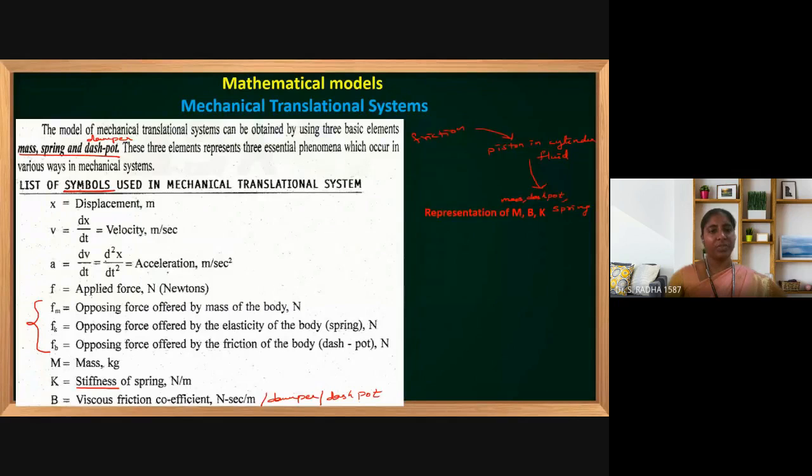And these are the units. Mass is represented by kg, spring stiffness by Newton per meter, and the friction given by the dashpot has units of Newton second per meter. Acceleration is meter per second square, velocity is meter per second, and displacement, linear displacement on a plane surface, not rotational, rotational we will come to a little later, has units of M. And all the forces have units of Newtons.